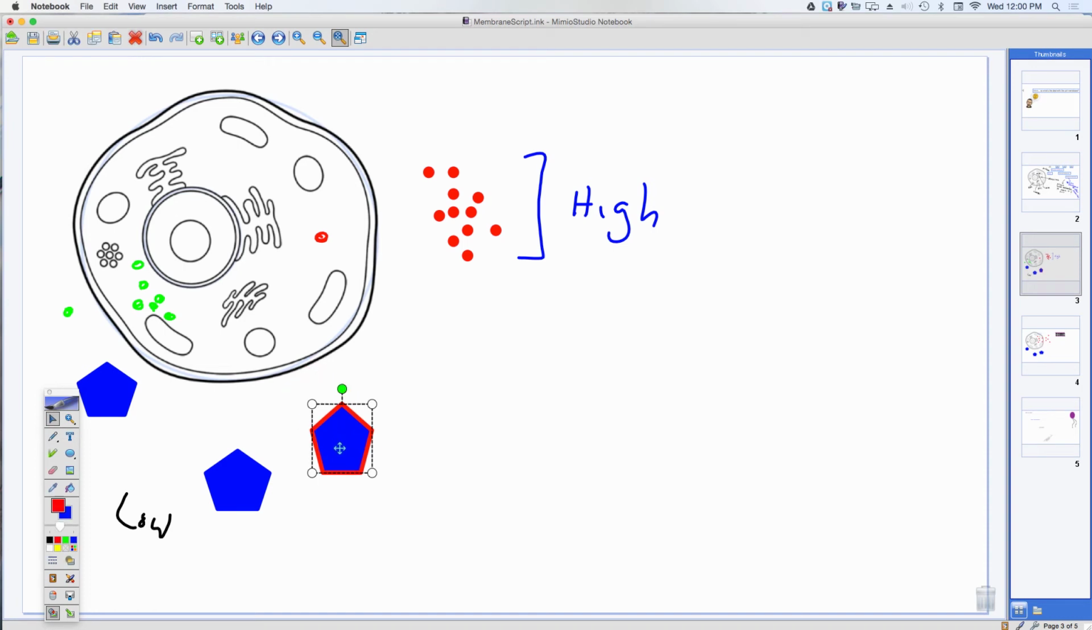On the other hand, the small molecules that I've illustrated in red might be oxygen molecules. These small molecules are actually pretty small, and because they're so small, they'll be able to slide through the membrane. And the tendency is for molecules to travel from a high concentration to a low concentration. And we say that this is a downhill movement.